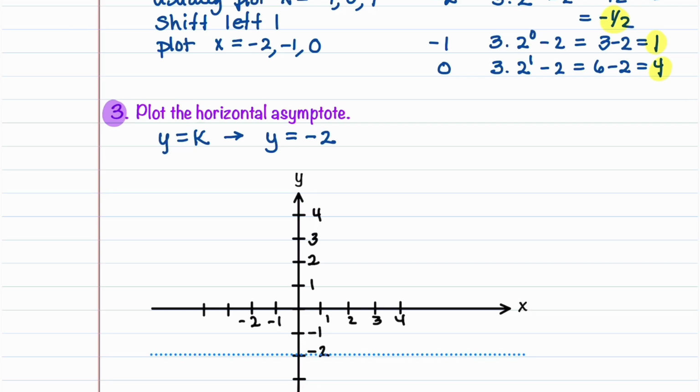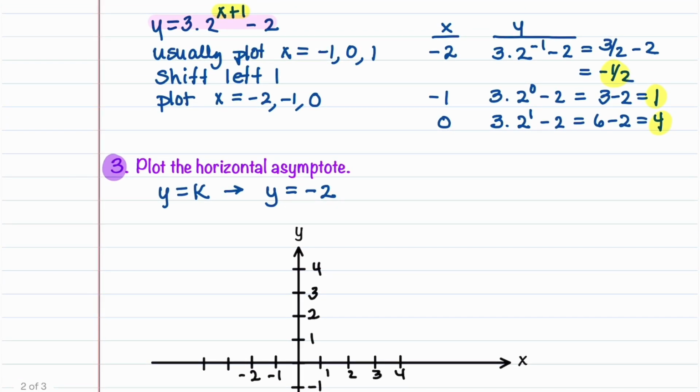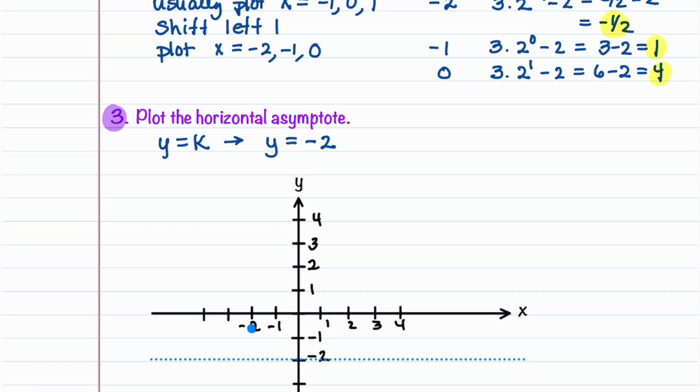Now we can go ahead and put in the points that we calculated. I keep moving the graph up and down. Our first point is (-2, -1/2), and that's going to be right here. And then we have (-1, 1), which is here. And then lastly, we have (0, 4).